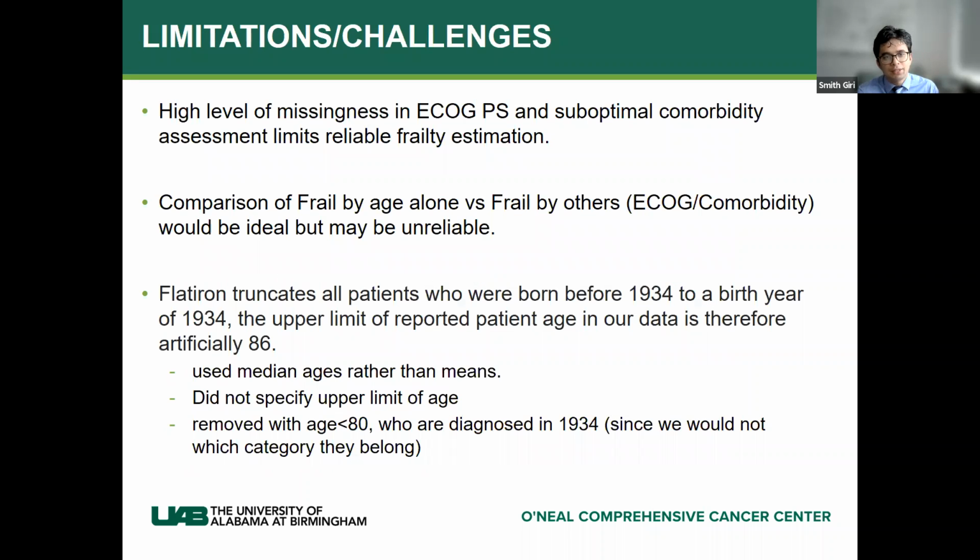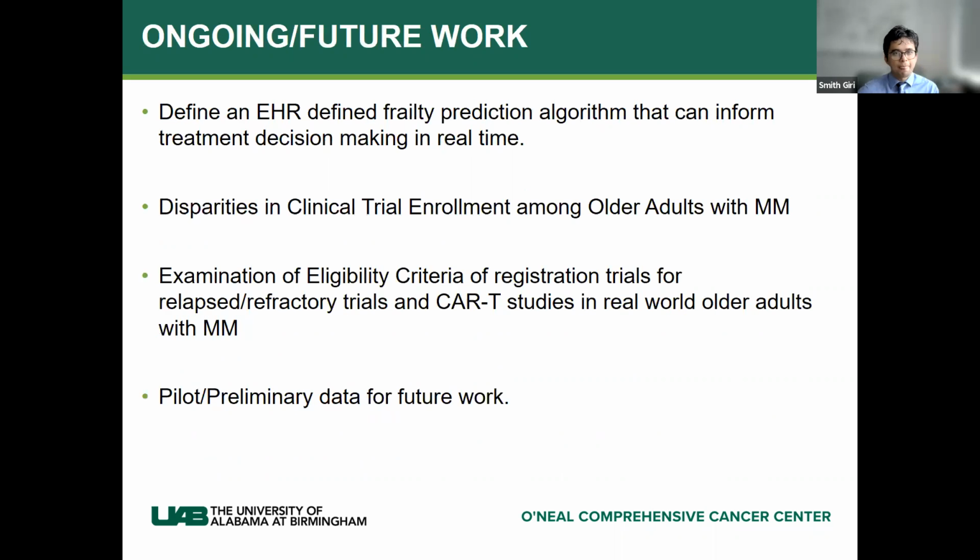Some of the limitations we faced were a very high level of missingness with ECOG performance status. I already touched upon the suboptimal comorbidity capture. We could not do a frail by age alone versus frail by others analysis because of some concerns over these variables. And there were some issues with truncation of patients born before 1934. And we used some methods to overcome those limitations.